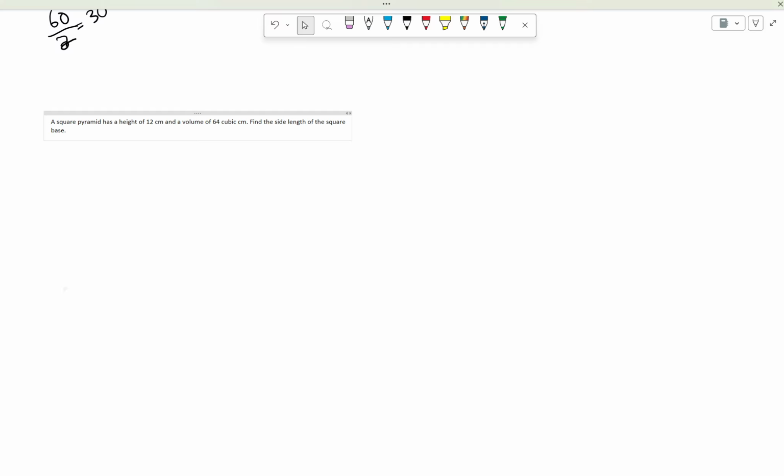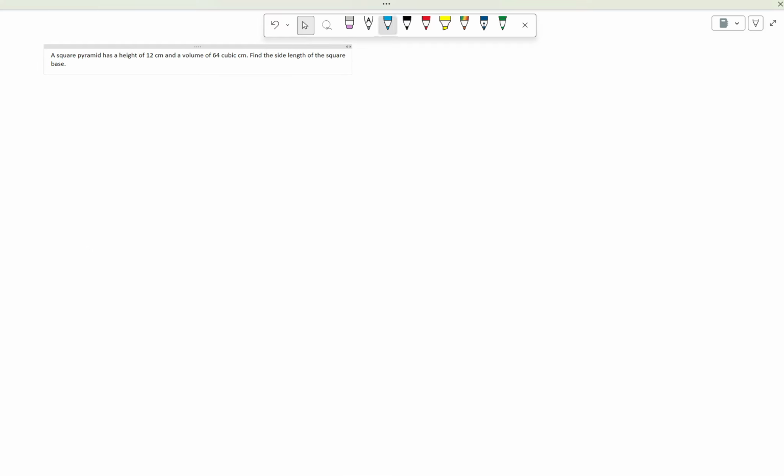Because if we go into the formula, we already had a lot of the stuff. V is equal to 1/3 capital BH, but we have the volume already at 64. Cool. So 64 equals 1/3 capital B. Okay. Now remember what capital B is. And again, it gives us this height of 12. So we already have this. And then we have to say, oh yeah, what is B equal to? Well, it's going to be side squared, right?